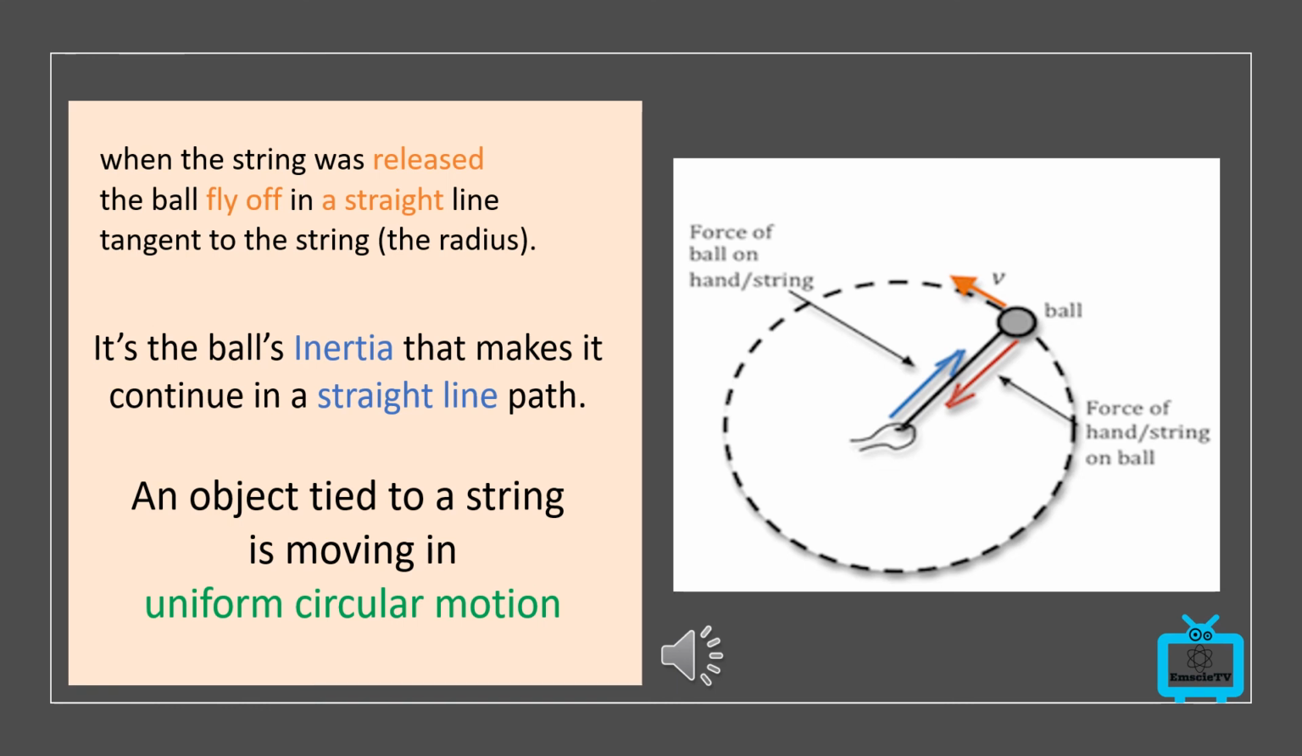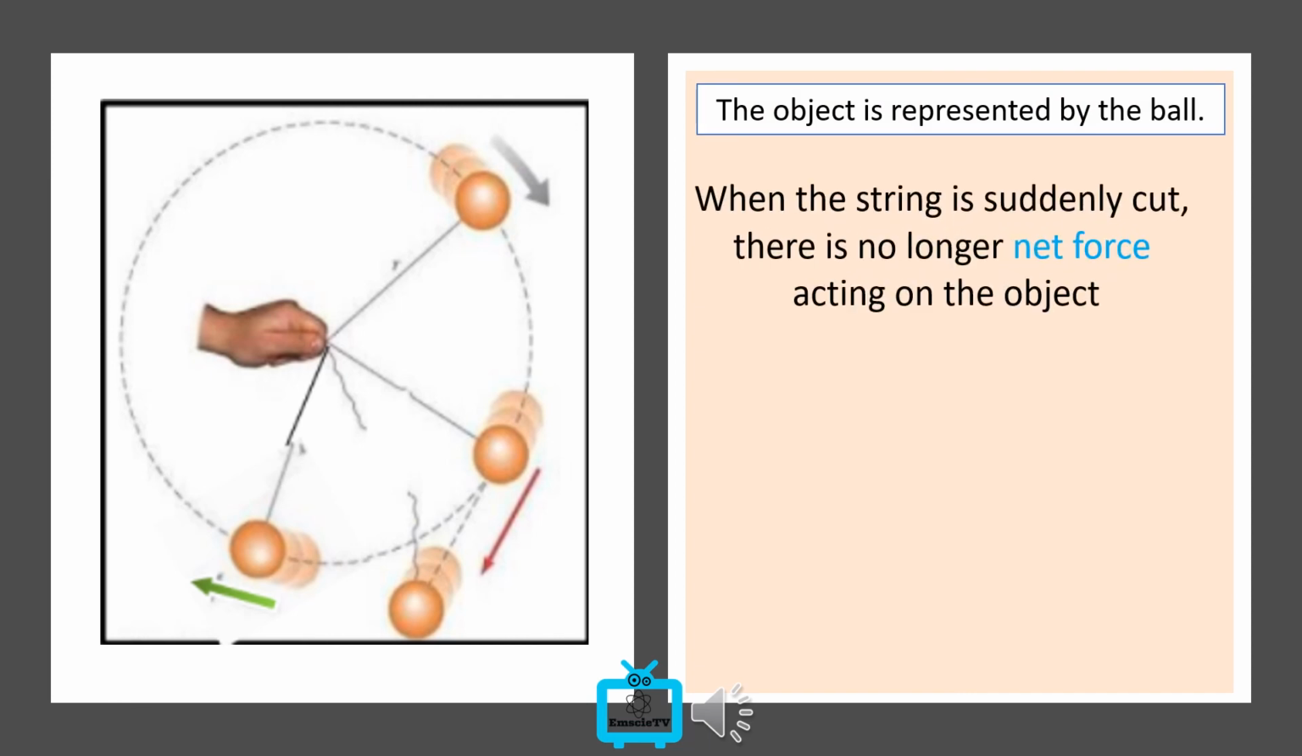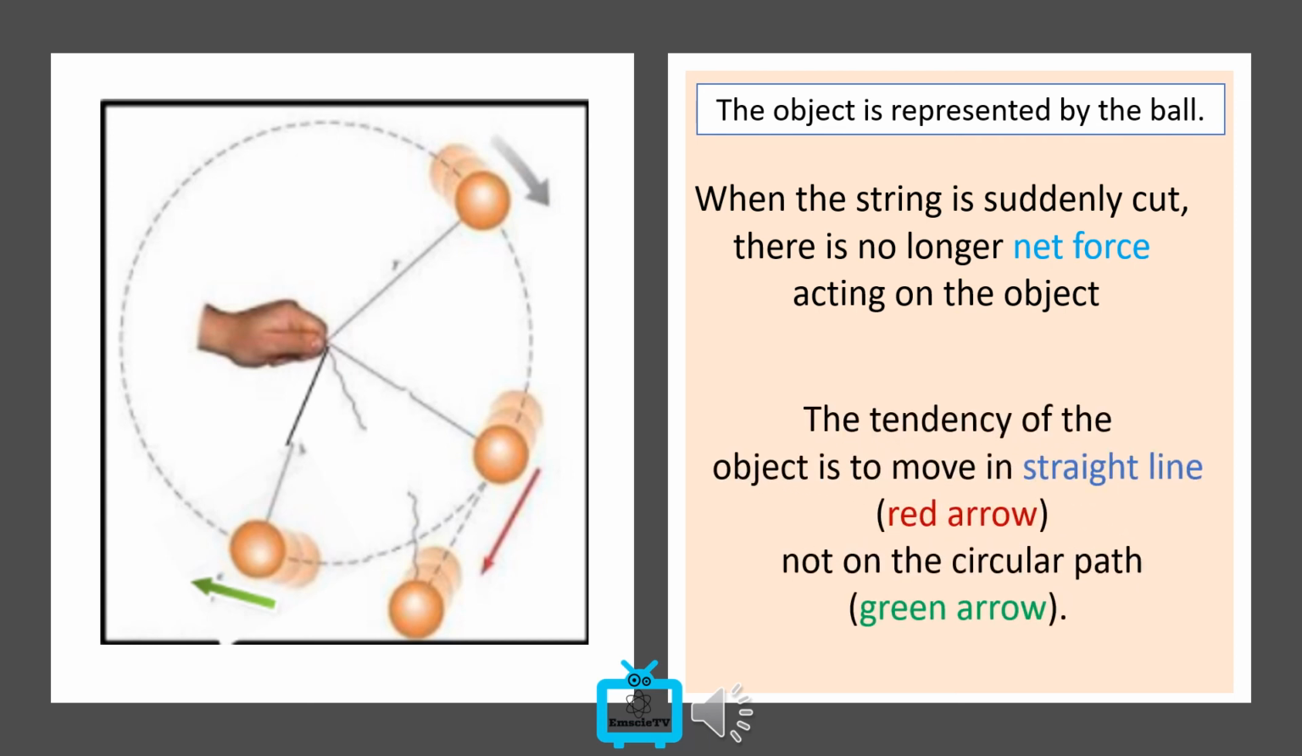Let's consider the figure given. An object tied to a string is moving in uniform circular motion. The object is represented by the ball. When the string is suddenly cut, there is no longer a net force acting on the object. The tendency of the object is to move in a straight line, represented by the red arrow, not on the circular path, represented by the green arrow.